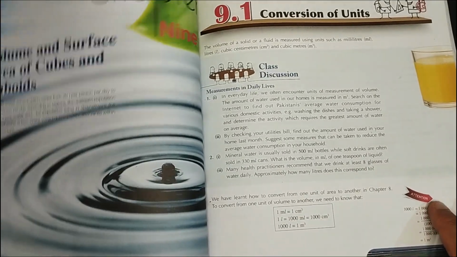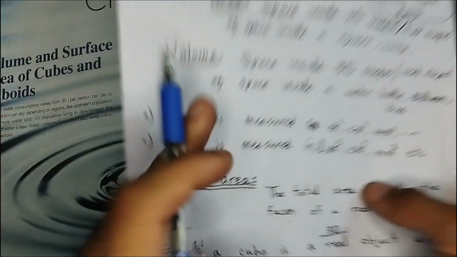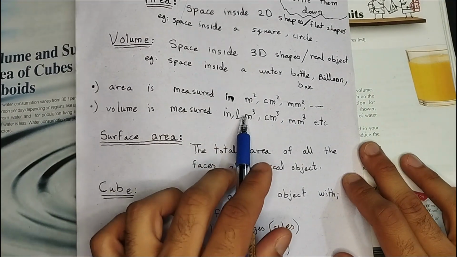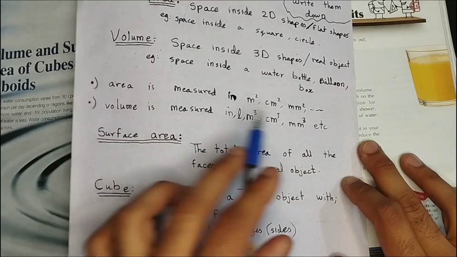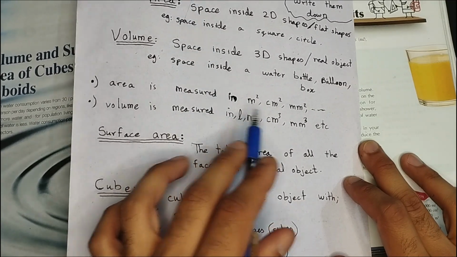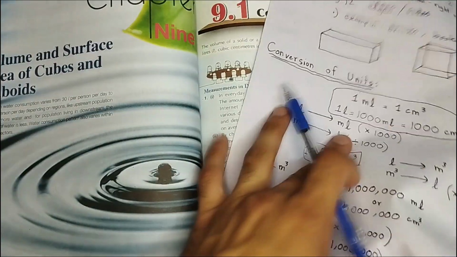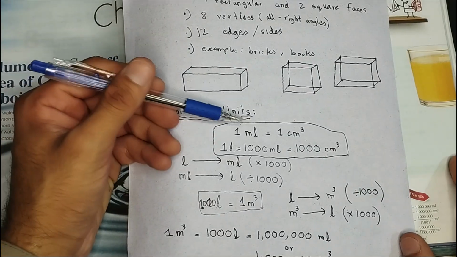Conversion of units here will involve the units of volume. What are the units of volume? We've done this before. Units of volume involve liters, meters cube, centimeter cube. Basically, we're going to learn about the conversion of liters into meter cube and meter cube into liters, or centimeter cube into meter cube and stuff like that. First and the most basic thing that you need to understand here.